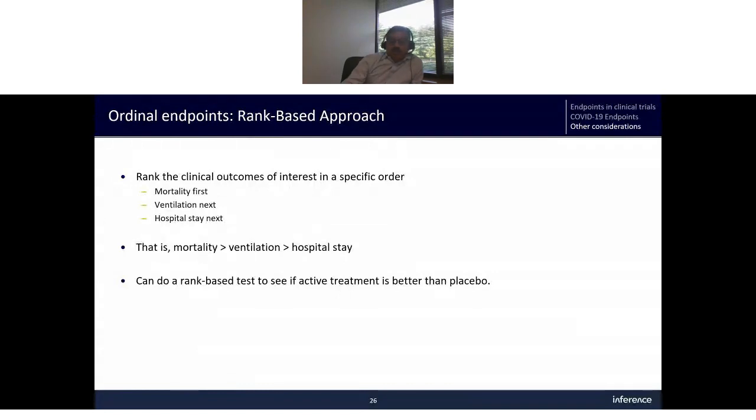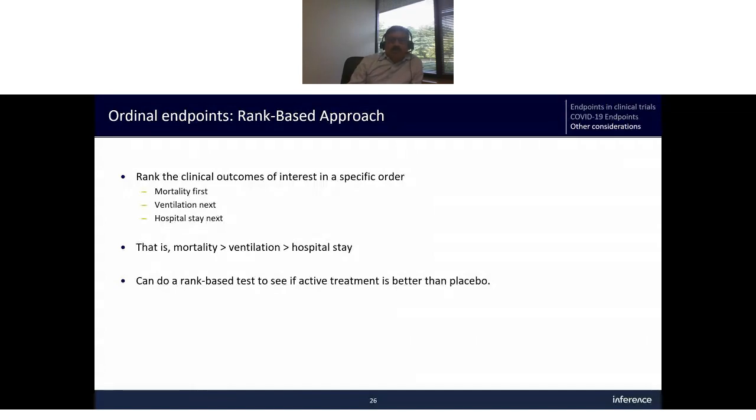So first we rank mortalities. Let's say time to death. All the times are done first. So mortality is ranked first. And then we look at mechanical ventilation. We rank them second, but all ventilations would rank below mortality. And then hospital stay would rank below that. And then we compare the ranks between the two treatments, and there are rank-based tests, like Wilcoxon rank sum, etc. But those are statistical terms. We can compare them pretty easily.